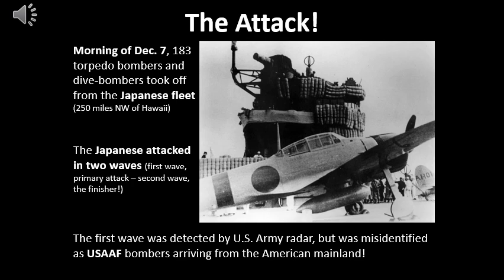The first wave, or primary attack, and the second wave were seen as the finishers. The first wave was actually detected by U.S. Army radar, but was misidentified as USAAF bombers arriving from the American mainland.